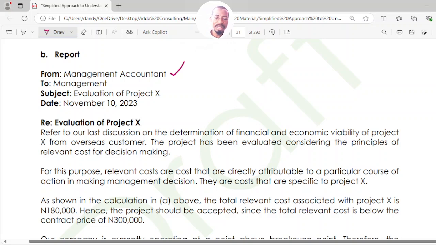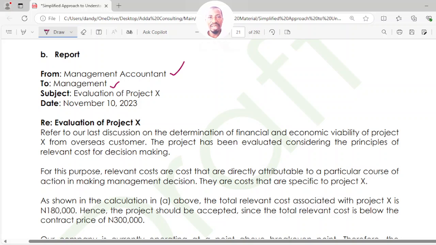Then who are you writing the report to? You are writing the report to the management. When you are writing your memo, there must be a subject, just like when you are writing an email. Whatever you put as the subject of your memo is what the examiner will mark for you.